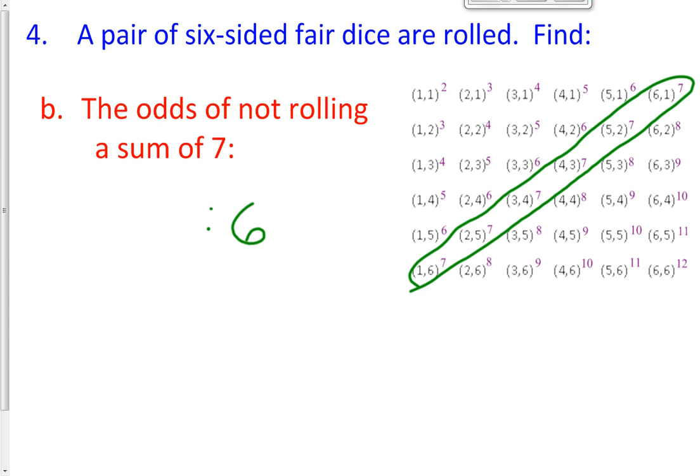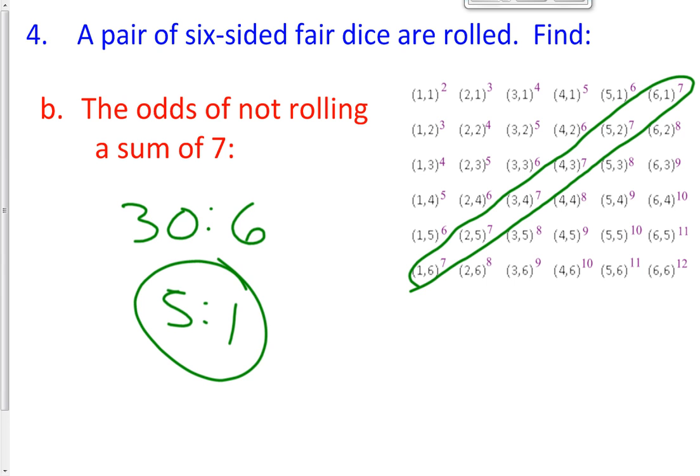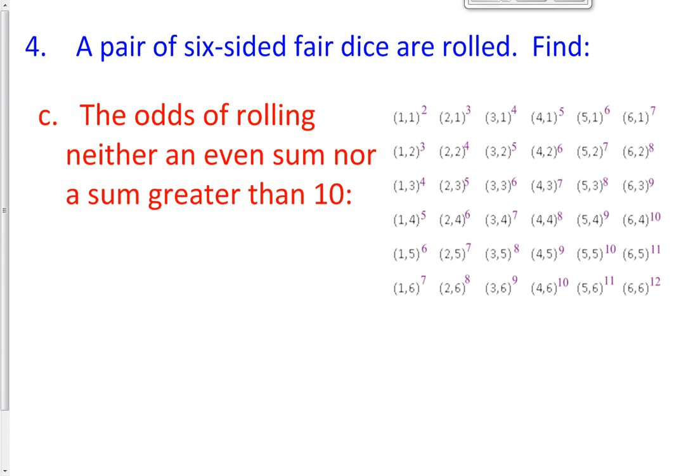The odds of not rolling a 7, if there's 36 possible outcomes, there's 30 of them that do not result in a 7. So there's 30 to 6. Again, we would reduce that fraction, which is 5 to 1. What are the odds of not rolling a 7? It's 5 to 1.